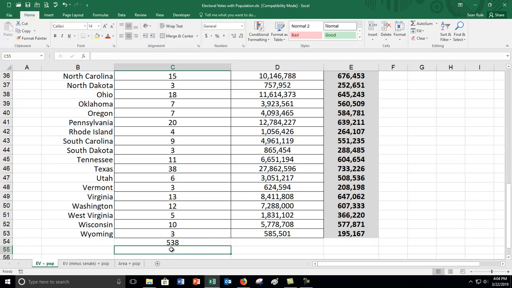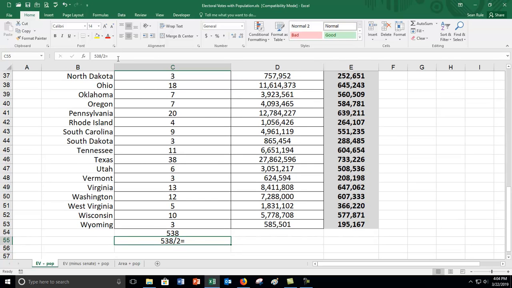If you take half of 538, sorry, I put the equal sign in the wrong place, my bad, you get 269, which is why 270 is so important. 270 electoral votes kicks you over into a majority, and that means you got elected president.